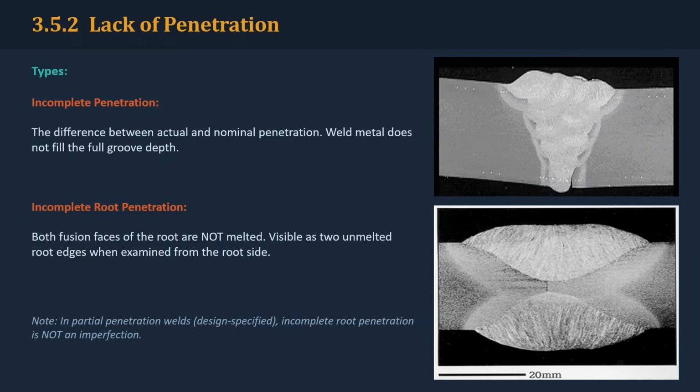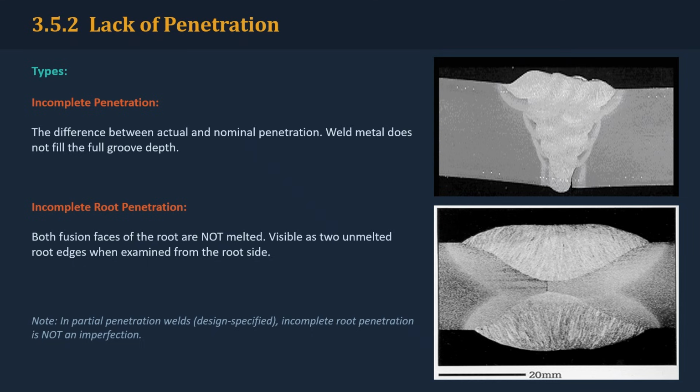We now need to clearly distinguish lack of fusion from lack of penetration. Lack of fusion means that the required metallurgical bond has not been established. Lack of penetration means that the weld metal has not filled the required joint depth. Incomplete root penetration is a common example. When examined from the root side, the two root faces may remain visibly unmelted.